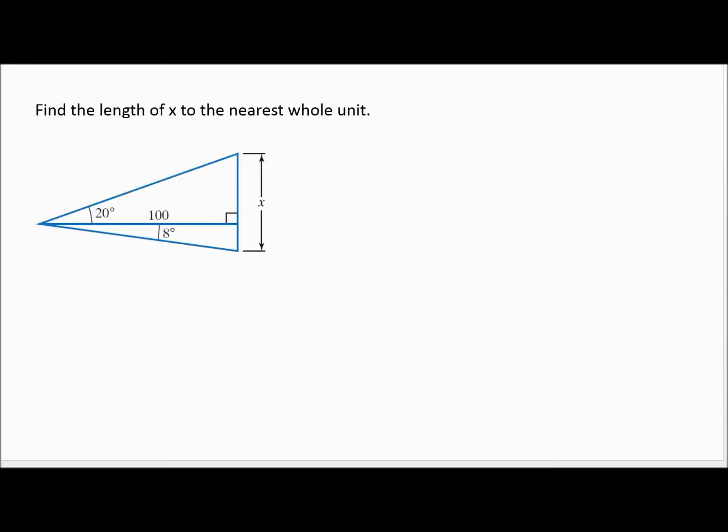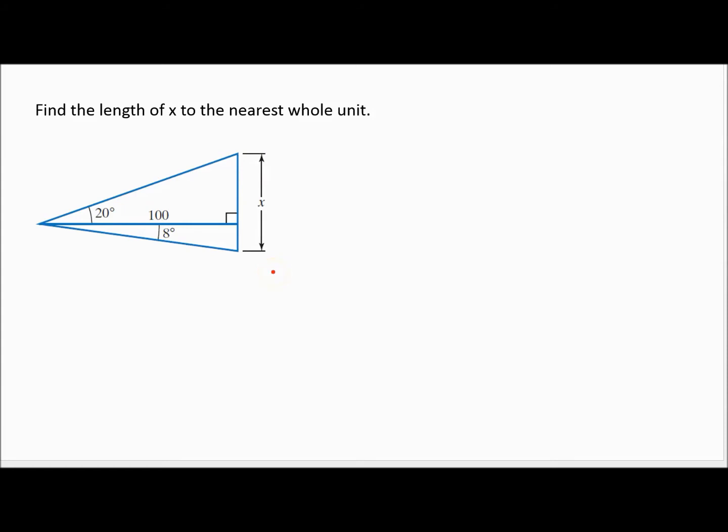Alright, so we have some brand new problems. Find the length of x to the nearest whole unit. Now you'll notice this isn't just one triangle anymore, so we've got more work to do here, but we're going to combine the ideas that we used for part 1 of this video to solve basic simple triangles and put that information together to find this length of x.